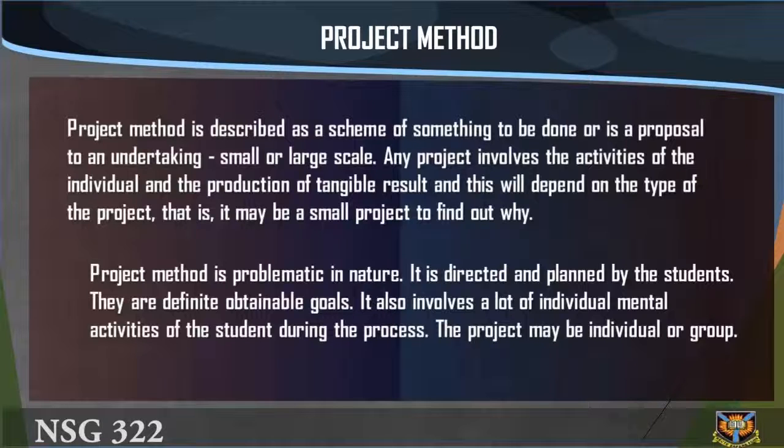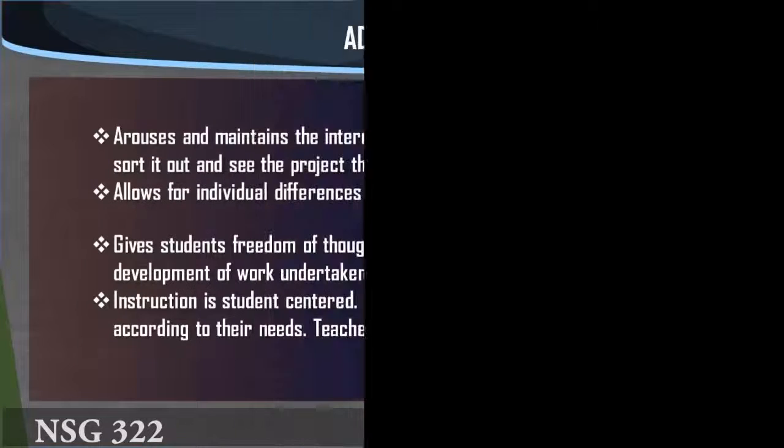Any project involves the activity of the individual and the production of tangible results, and this will depend on the type of the project. That is, it may be a small project. To find out why, project method is problematic in nature. It is directed and planned by the students. There are different obtainable goals. It also involves a lot of individual mental activities of the students during the process. The project may be individual or group.